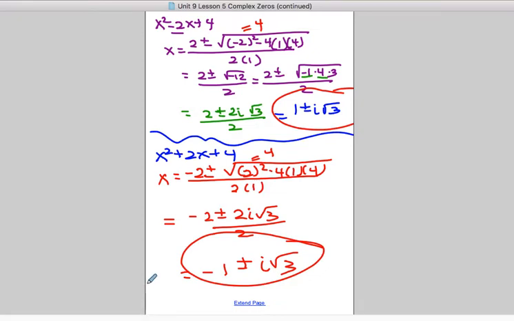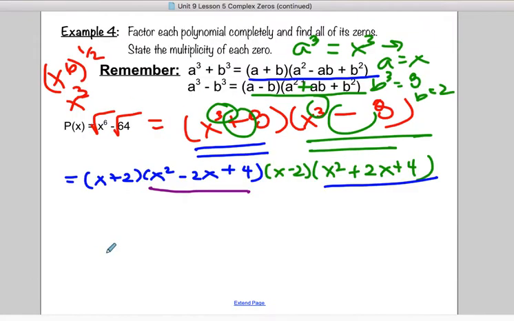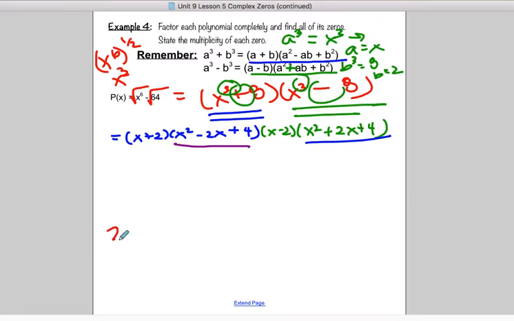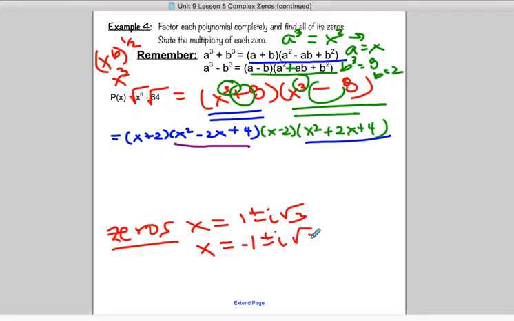Okay, and I need to use those. So I'm going to go back, make a little note. My zeros: x equals, was it 1 plus? Yes. 1 plus or minus i square root of 3. Also, x equals negative 1 plus or minus i square root of 3.